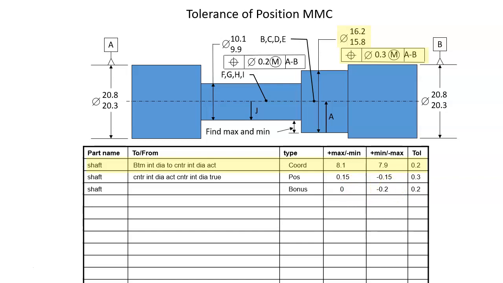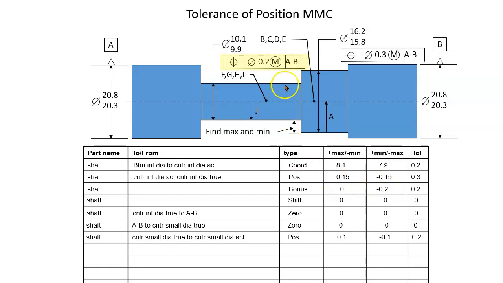All right, now we know our shift is going to be 0. So this brings us to the true position of the center of the intermediate diameter. We go from there to datum A-B, the implied basic zero. From datum A-B to the center true position of our small diameter, it's another implied basic zero. Center true position of our small diameter to the worst case position of our small diameter is governed by this tolerance of position of 0.2, half in each column, positive in the left, negative in the right.